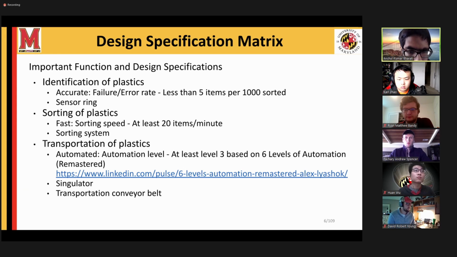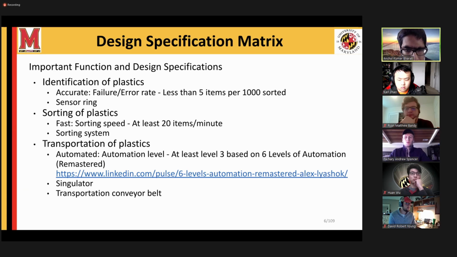So the important functions of our recycled plastic sorter are the identification of plastics, the sorting of plastics, and the transportation of plastics. For the identification of plastics, we need this function to be accurate, which we measured by failure or error rate. We specified that we wanted less than 5 errors in every 1,000 items sorted. The subsystem related to this function is the sensor ring.